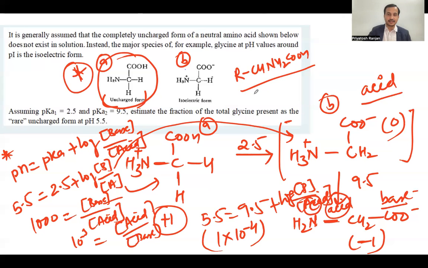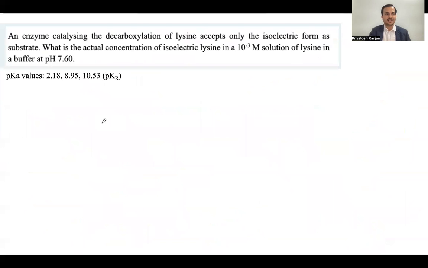If I have to get the fraction of the total glycine present in this form, that is going to be a combination of 10 raised to the power -3 into 10 raised to the power -4, which is going to be equivalent to 10 raised to the power -7. Look at this number, very, very, very small. So this rare uncharged form is going to exist at this much concentration at a pH of 5.5. I hope this solution is clear to each and every one of you.